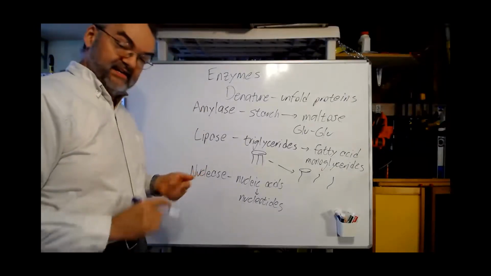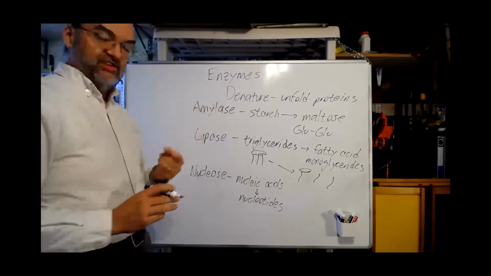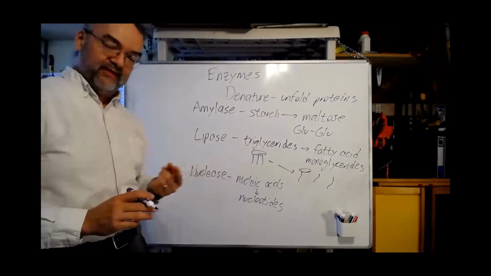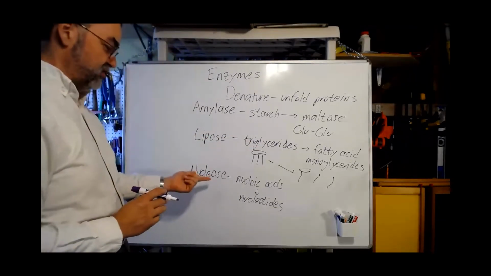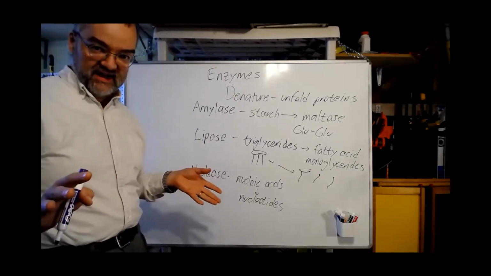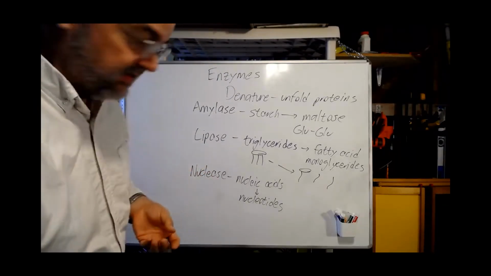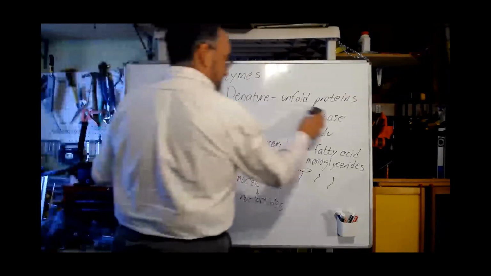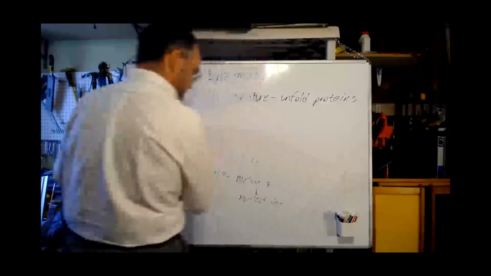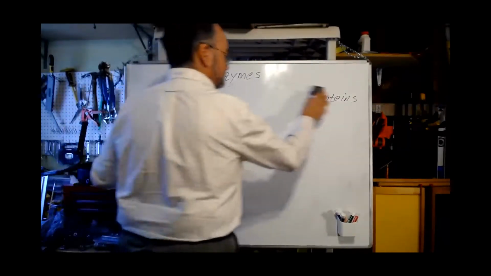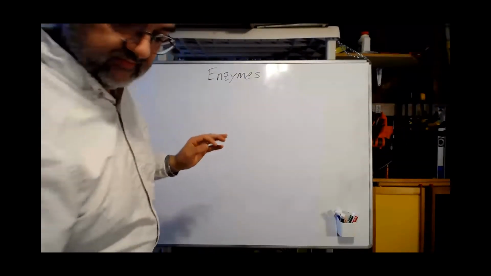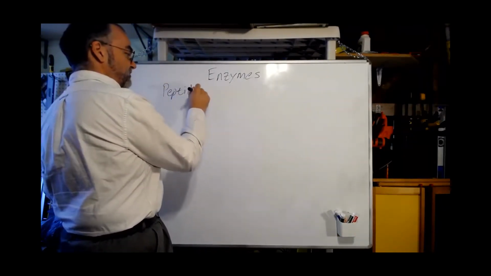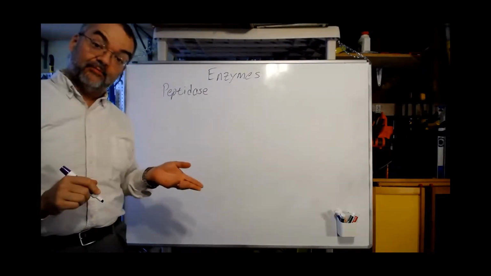So there's 3 enzymes: amylases, which digest starches into maltoses; lipases, which digest triglycerides into fatty acids and monoglycerides; and nucleases, which break up DNA and RNA into separate nucleotides. Now, the last enzyme is the idea of a peptidase. And as you might guess from the name, peptidases break up proteins.